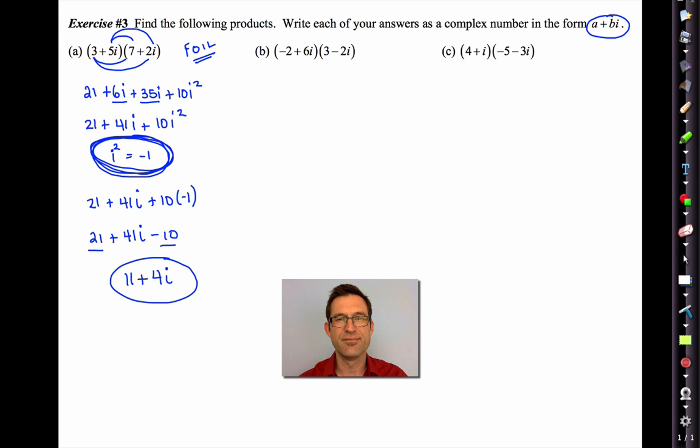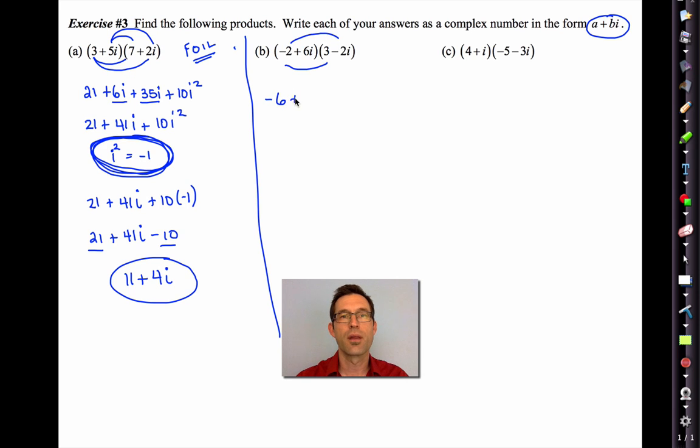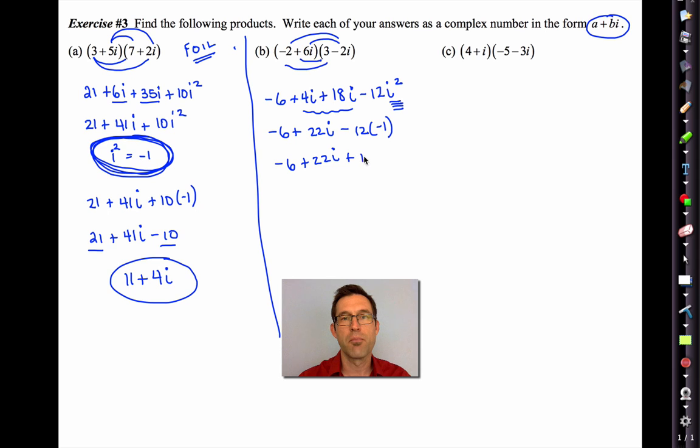Okay, let's go through them. We're really going to take it just like we're multiplying two binomials, because we are. Negative 6, plus 4i, plus 18i, minus 12i squared. I'll oftentimes combine these things first, 22i, and then whenever I see an i squared, I'm going to replace it with a negative 1. So that's negative 6 plus 22i plus 12. That's not minus 12 minus 1. It's minus 12 times negative 1. So I can now combine these two, and that's a positive 6 plus 22i.